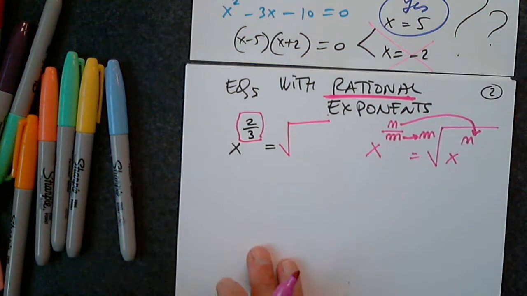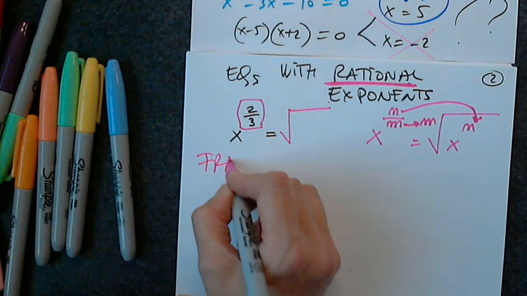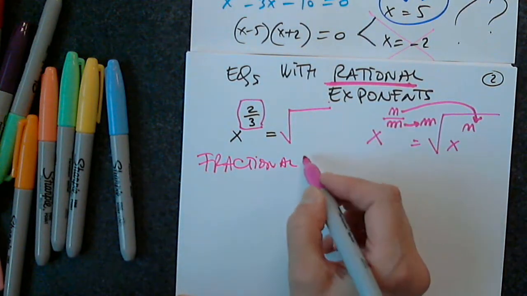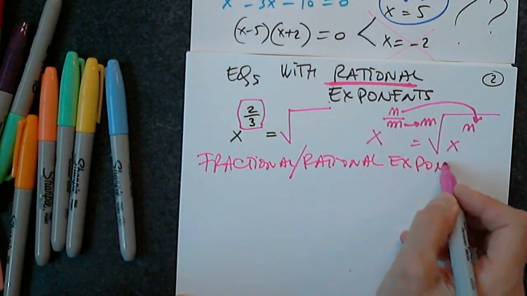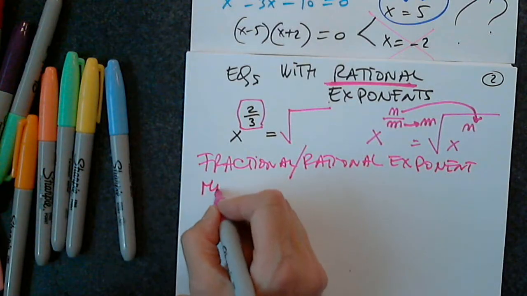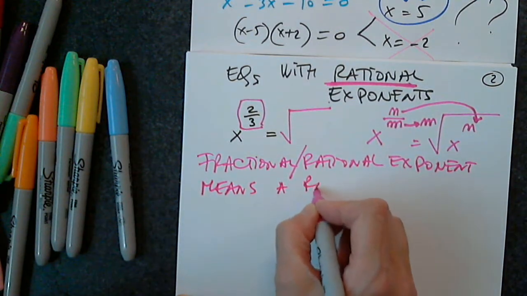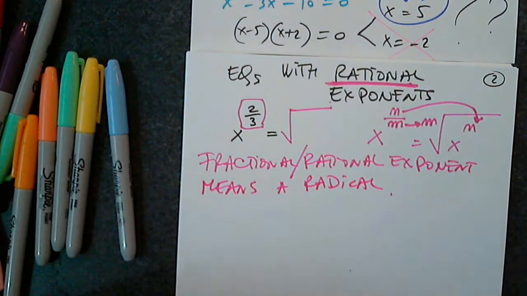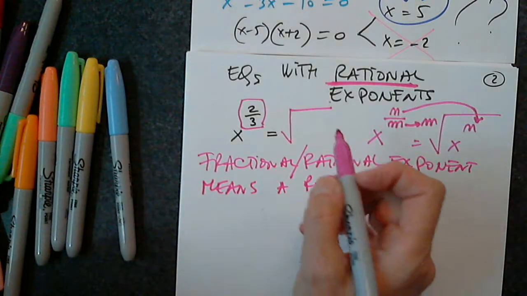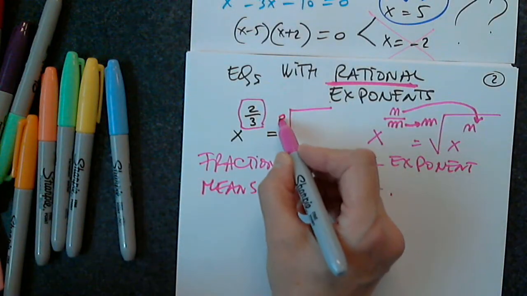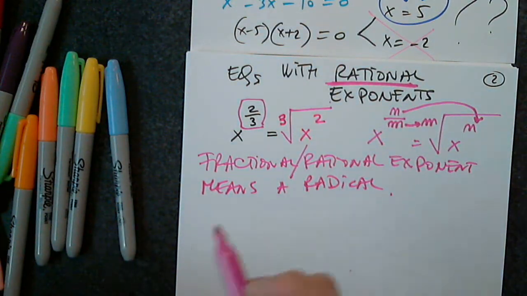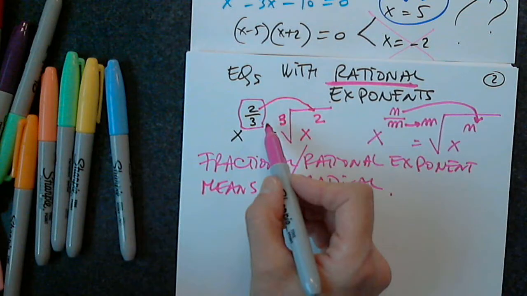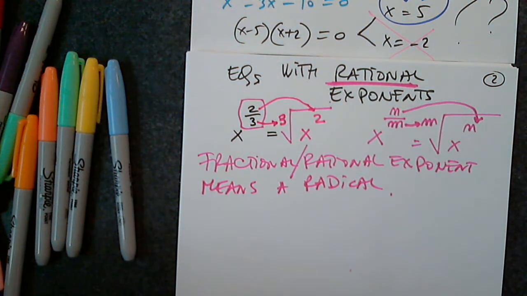So maybe we should write this down in words. Fractional or rational, the same thing. Rational exponent means a radical, or it represents a radical, whichever is easier for you to remember. So because the denominator is always the index, this will be the cube root of x to the second power. So the numerator is the power, the denominator is always the index.